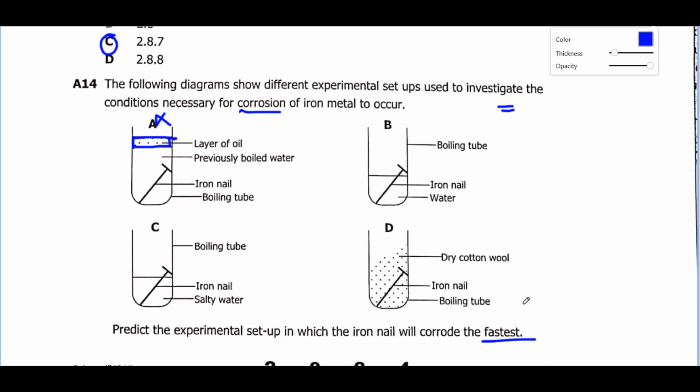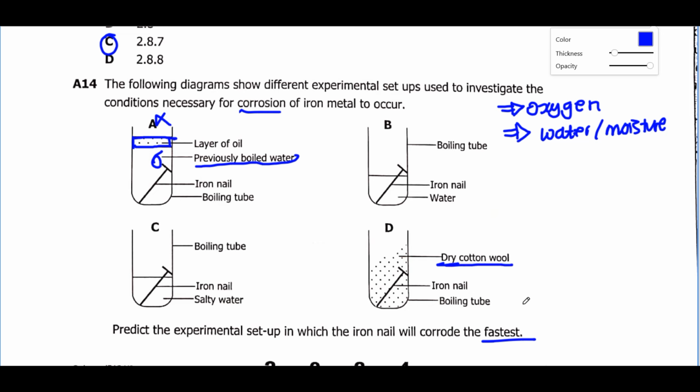It's also very important to understand the conditions necessary for corrosion. Number 1, you need atmospheric oxygen. The second one, you need water, which is moisture. Here there is previously boiled water. So water is there, but there is no oxygen due to the layer of oil. For D, we can see that we have dry cotton wool. Since it's dry, it simply means that there is no moisture.